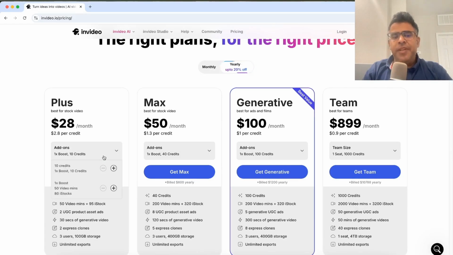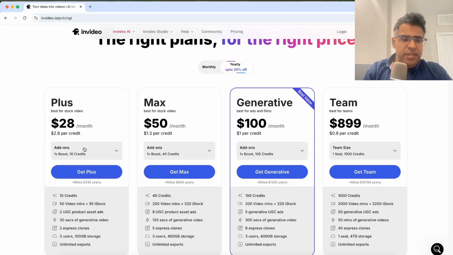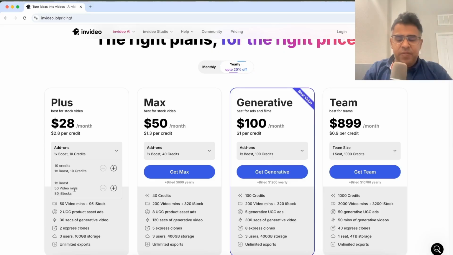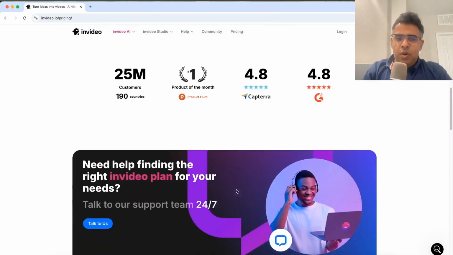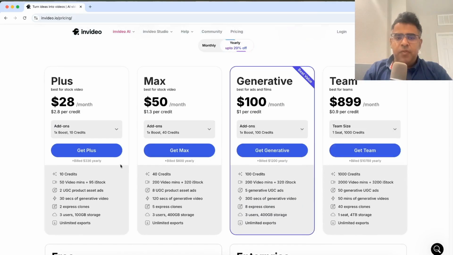I was going to give them credit that they actually allow you to buy overage credits, right? You can either buy 10 credits or you can buy one boost, which is so many video minutes, which sounds like the same thing with just different words. So I think they understand that people don't understand what credits are, right? But they have not solved this in their pricing page, which is unfortunate.